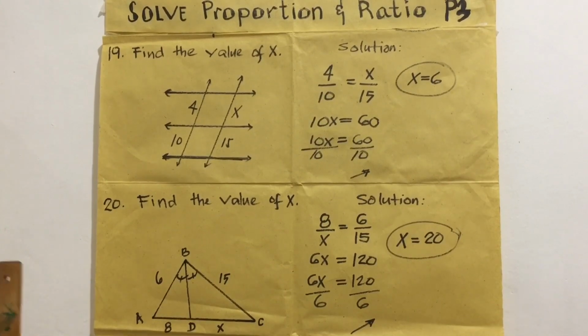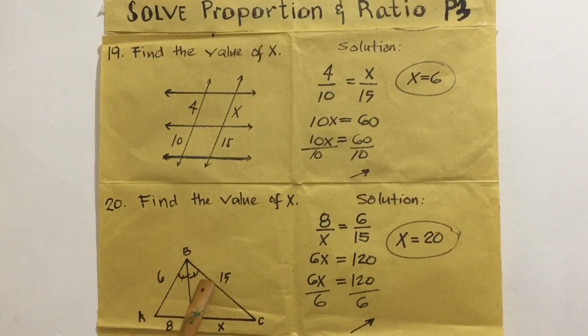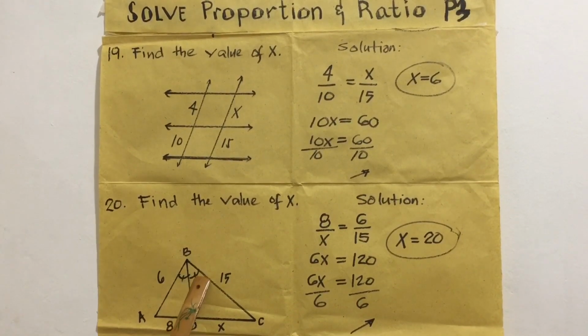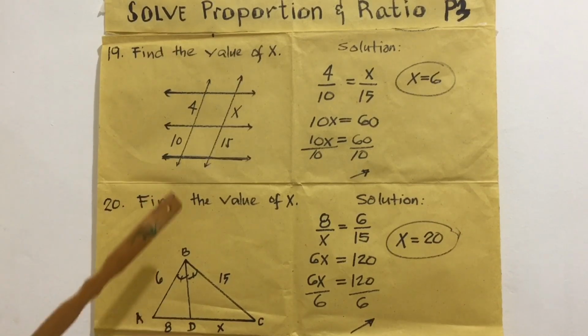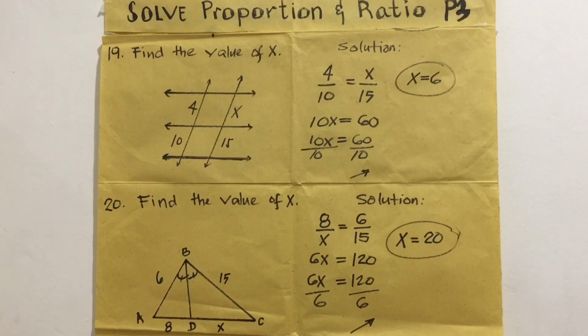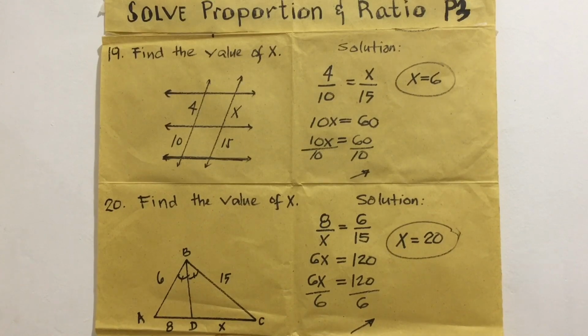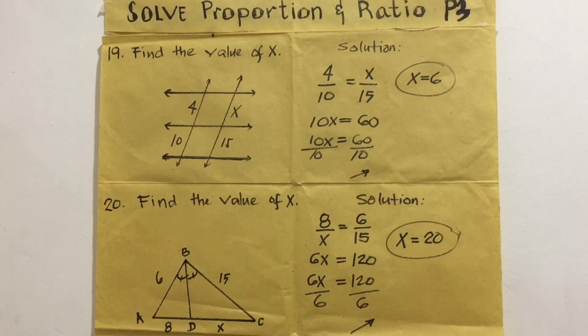Number 20. Okay, find the value of x. So we have another figure. Here is a triangle, and there is an indicator here that this angle B is divided equally. So this segment here is called the angle bisector. Once there is an angle bisector, our proportion will come to this line from the hypotenuse. So to solve the value of x here, we're going to set up first a proportion.